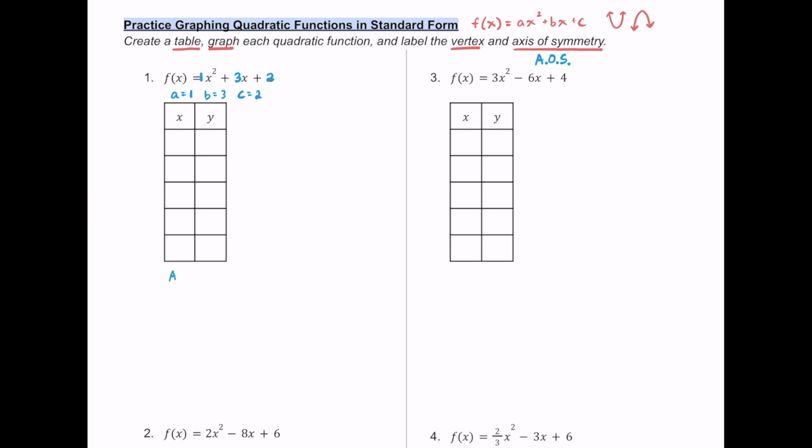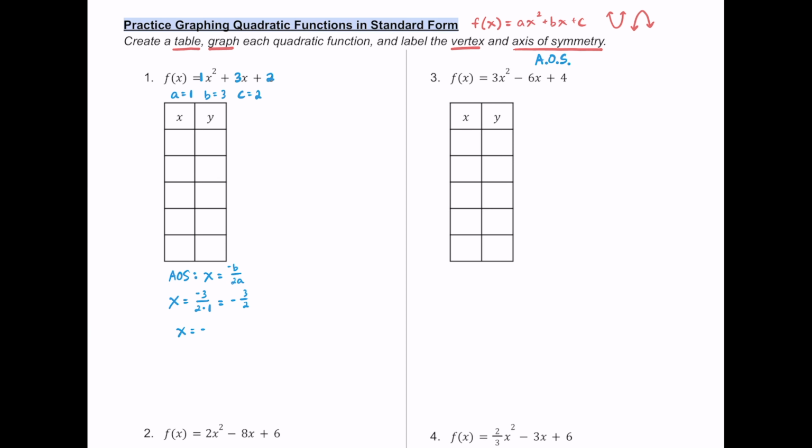For the AOS, the axis of symmetry, the equation is a vertical line, so x equals, and the formula is negative b, or the opposite of b, over 2a. If we use this formula, we get the equation of a vertical line, which represents the axis of symmetry. So x equals the opposite of b, which is negative 3, over 2 times a, which is 2 times 1, so still 2. That's negative 3 over 2, and that's our axis of symmetry.